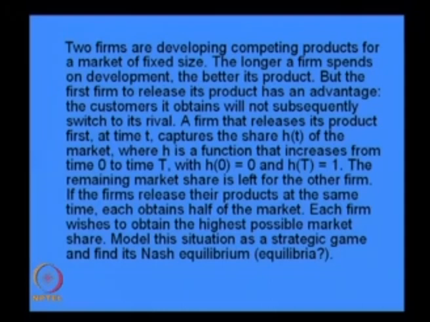The customers it obtains will not subsequently switch to its rival. A firm that releases its product first at time t captures the share h(t) of the market, where h is a function that increases from 0 to time capital T, with h(0) equal to 0 and h(T) equal to 1. The remaining market share is left for the other firm. If the firms release their products at the same time, each obtains half of the market. Each firm wishes to obtain the highest possible market share. Model this situation as a strategic game and find its Nash equilibrium or equilibria.